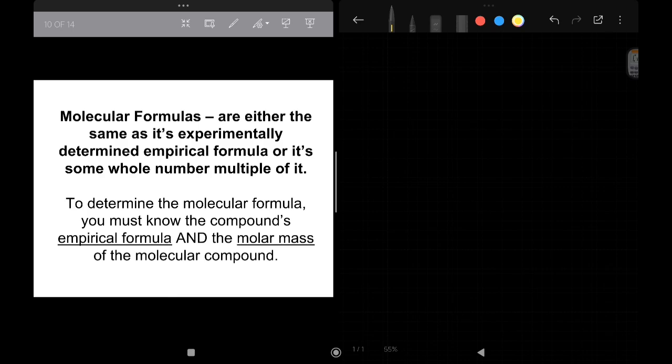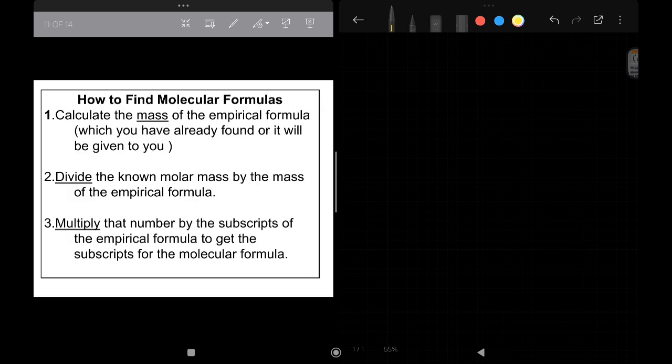Now for the molecular formulas, it says here that it's either the same as its experimentally determined empirical formula, or some whole number multiple of it. So to determine the molecular formula, you must know the compound's empirical formula and molar mass of the molecular compound. So the steps here: first, you must calculate the mass of the empirical formula, which you have already found or it will be given to you. Next, divide the known molar mass by the mass of the empirical formula, and then you will multiply the number by the subscript of the empirical formula to get the subscript for the molecular formula.